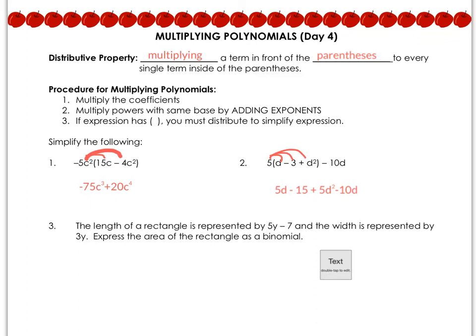Now I have to write this in simple standard form. So start with the highest exponent. So when I look through here, I see this is a 1, no exponent. So this is the highest, 5d squared. So it comes first. Then as I look through, I see that the next thing I have is a 5d, and I also have minus 10d. So combine those, we get negative 5d. And then lastly, we have this negative 15, nothing to combine it with, so we just bring that down. And then that is our final answer here.